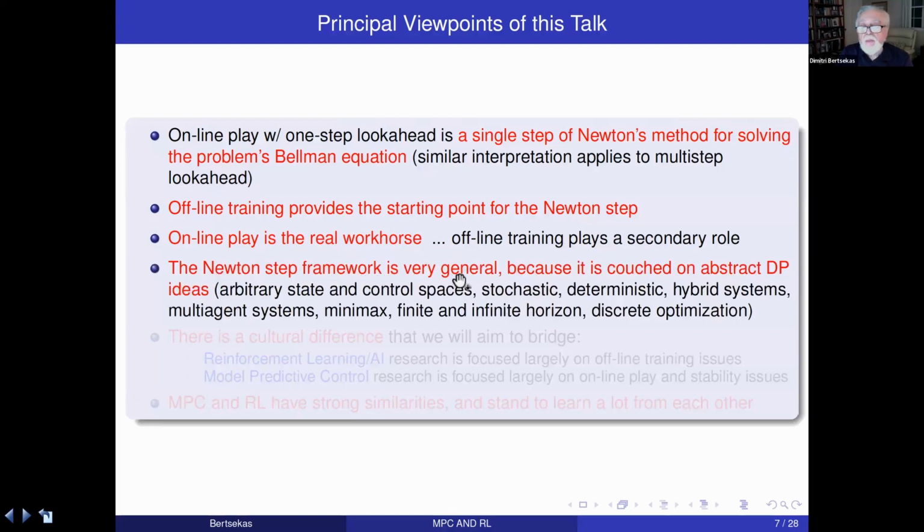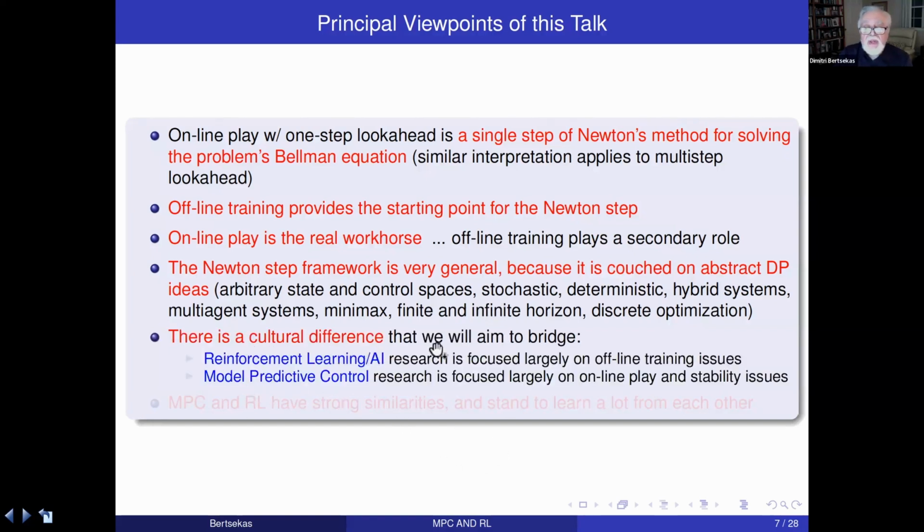Now, this Newton step framework is very general because it's couched on abstract dynamic programming ideas, and it applies to arbitrary state and control, stochastic problems, deterministic problems, hybrid systems, multi-agent systems, minimax. Anything that you can imagine is covered by this framework because the fundamental principles underlying it are abstract and very broad in scope.